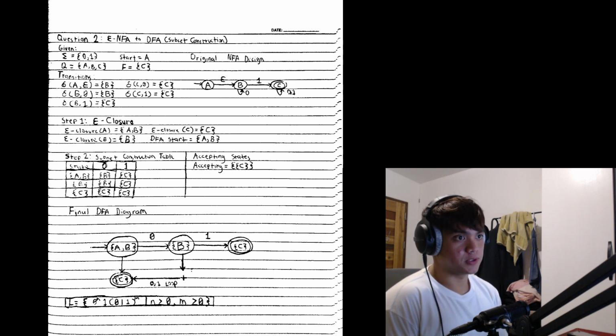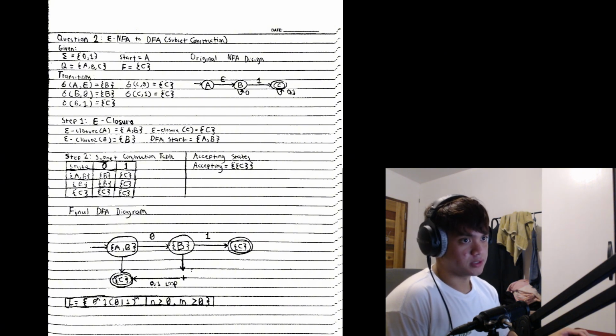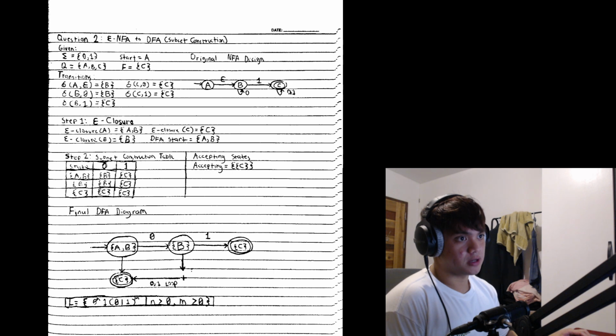Step 1. Epsilon closure of start state. Epsilon closure of A. From A, we can reach B via epsilon, so epsilon closure of A is AB. Epsilon closure of B is B, and epsilon closure of C is C. The DFA start state is AB. Step 2. Apply subset construction. The formula is delta DFA of S on a equals epsilon closure of the union of delta of s on a for all s in S. For state AB on input 0, A has no 0 transition, B goes to B on 0, so we get B. This is a new DFA state.